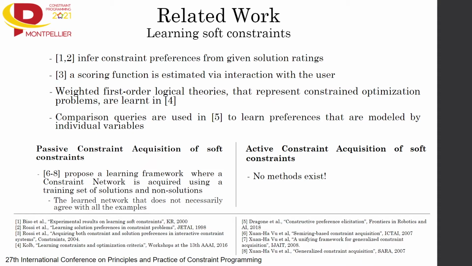More closely related to constraint acquisition, some works have proposed a learning framework where a constraint network is acquired using a training set of solutions and non-solutions. However, there is no work on learning soft constraints via active constraint acquisition.